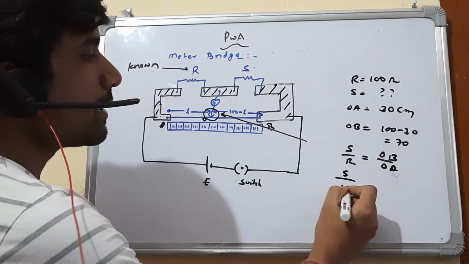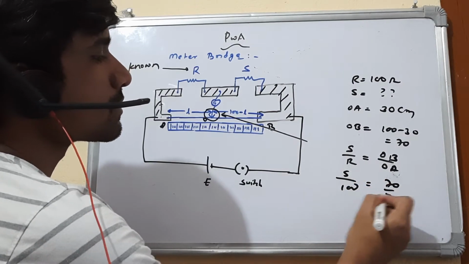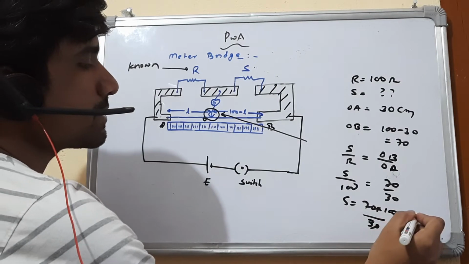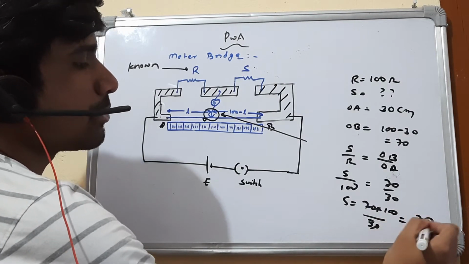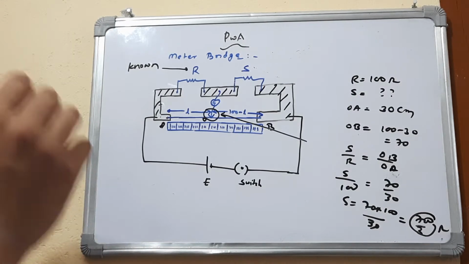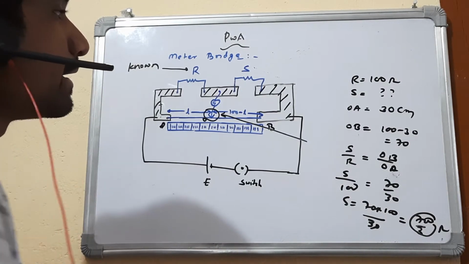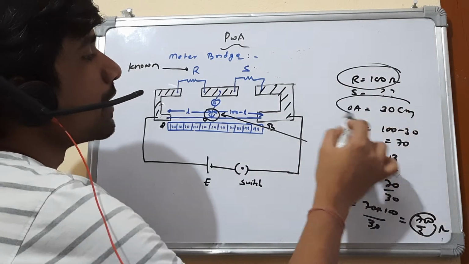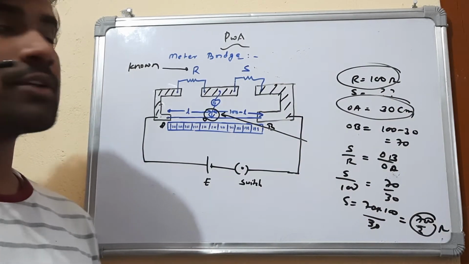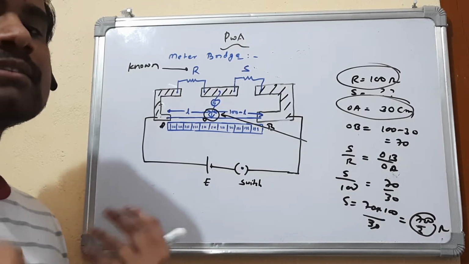So S by 100 equals OB, which is 70, by 30. So S equals what? 70 into 100 by 30. So it is 700 by 3 ohms. So the only things given to us in the question are R and the balance point, right? The unknown resistance we need to find using these expressions only, and this can be asked in multiple ways.